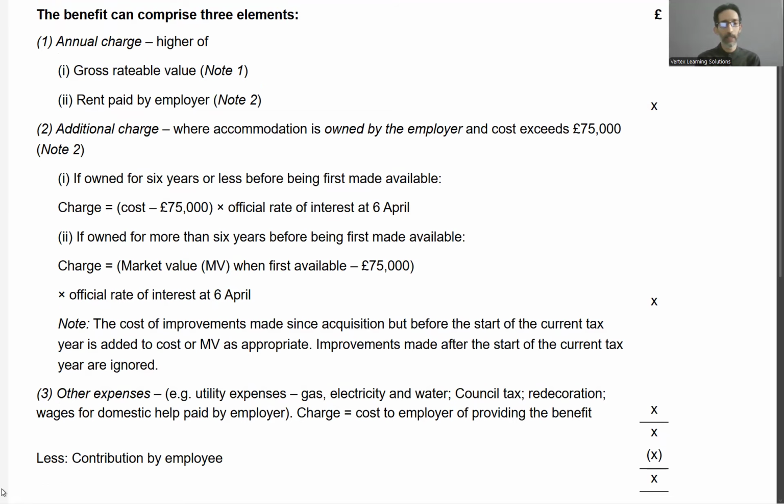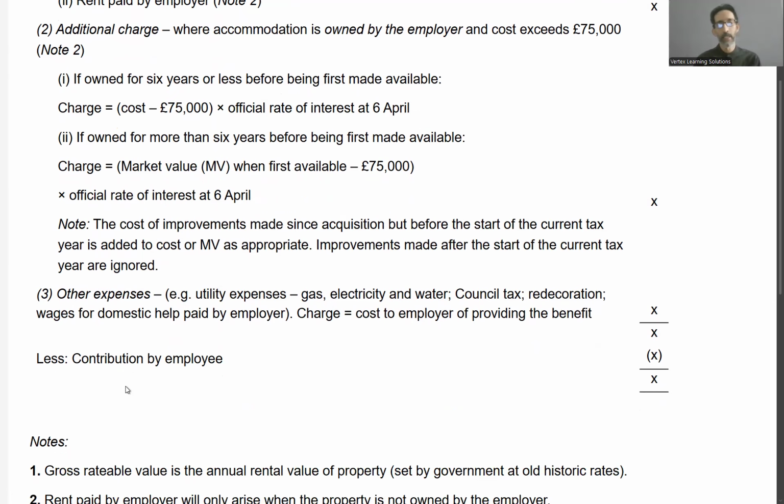The third benefit that arises is due to the expenses. If the employer is paying the expenses for this accommodation, for example, the utility expenses, paid by the employer: gas, electricity, water, council tax, redecoration, wages for domestic help provided by the employer. For example, there is a worker and that worker is paid by the employer, then all of those are regarded as expenses and they are added as another benefit.